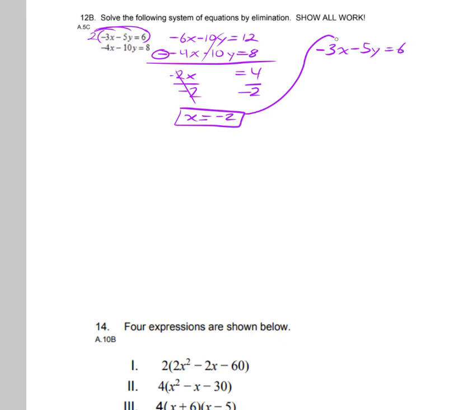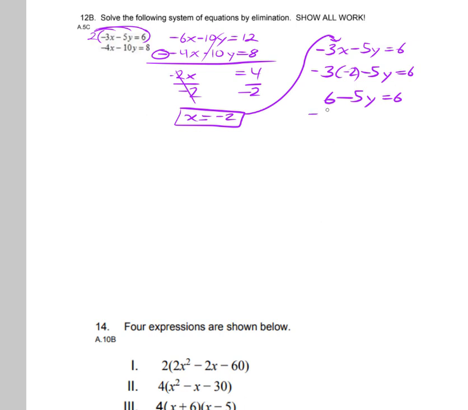Now that I have that, I can plug in that negative 2 for x, so I get negative 3 times negative 2. All I did here was rewrite the equation just to make sure I plugged it in the right place. Minus 5 times my y, I don't know my y, is equal to 6. So in this case, I got negative 3 times negative 2, which is a positive 6. I have 6 minus 5y is equal to 6.